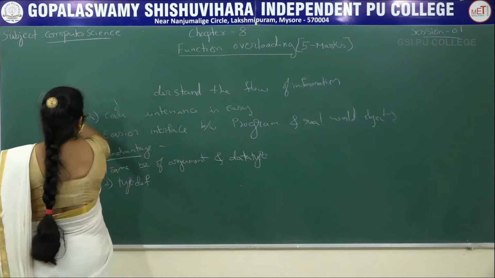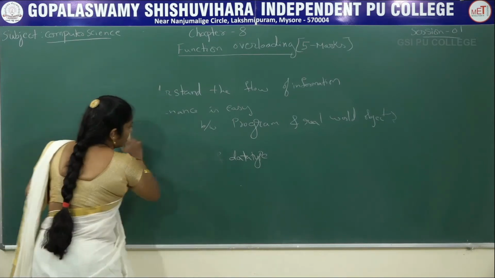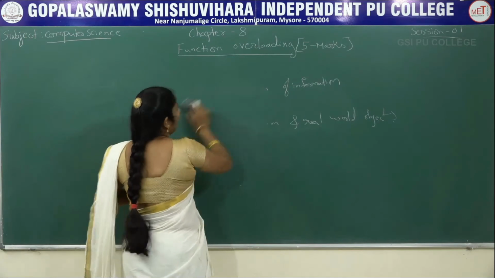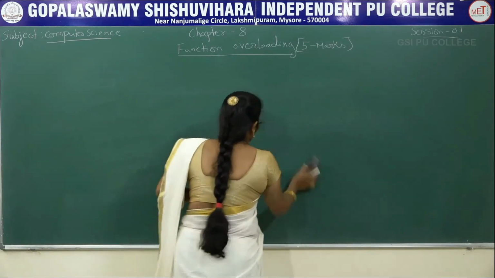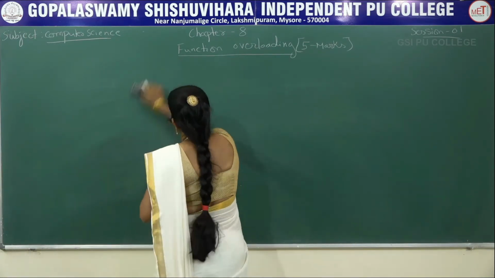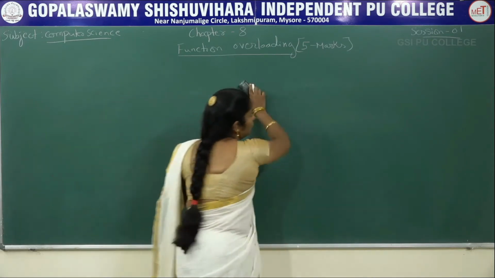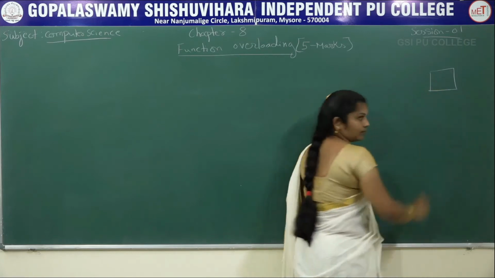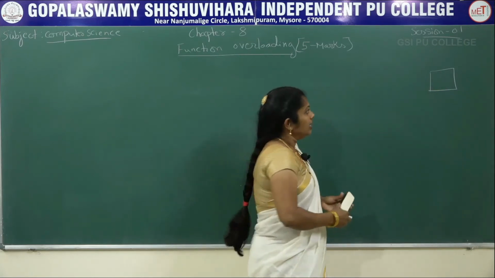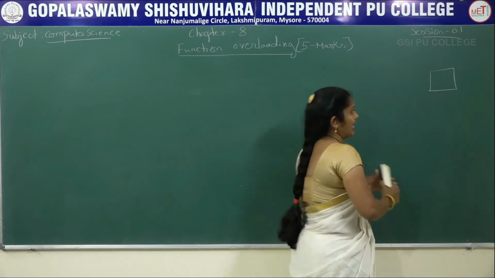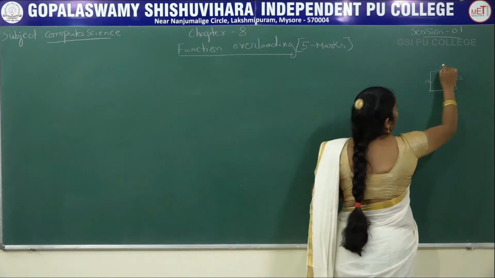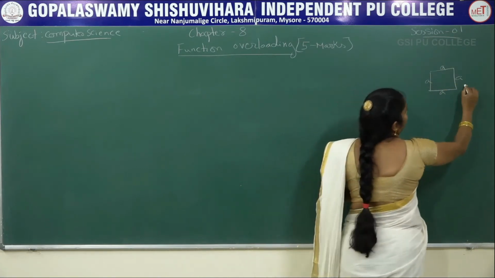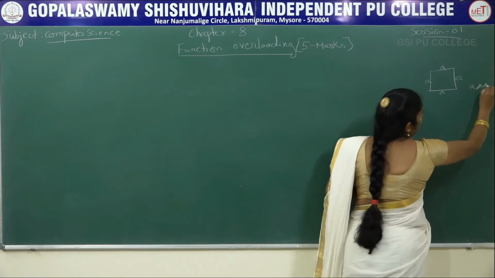This we are going to explain with one program. For example, I want to find the area of a square, area of a triangle, area of a rectangle. Then how to write? For example, area of a square. In a square, all the sides are the same. Here also A. Therefore, area equals A into A.